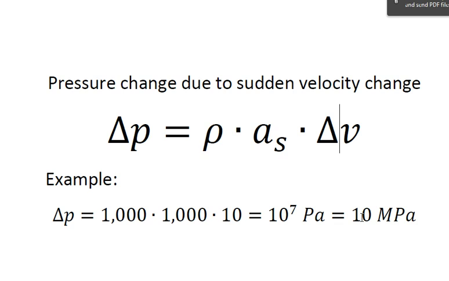By the way, if the velocity change is negative, which it is at the other side of the valve if we have a valve in the middle of a pipeline, then the pressure will fall 10 megapascals rather than increase 10 megapascals. And that can easily bring us down to boiling, so we can get cavitation at the downstream end of the valve.